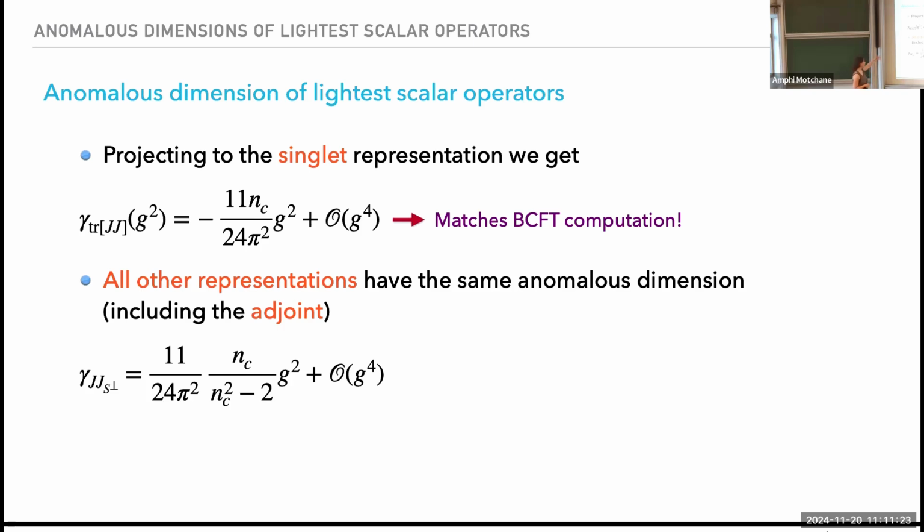And so again, we find different signs. For the singlet representation, we find a negative anomalous dimension. For all other representations, we find a positive anomalous dimension.